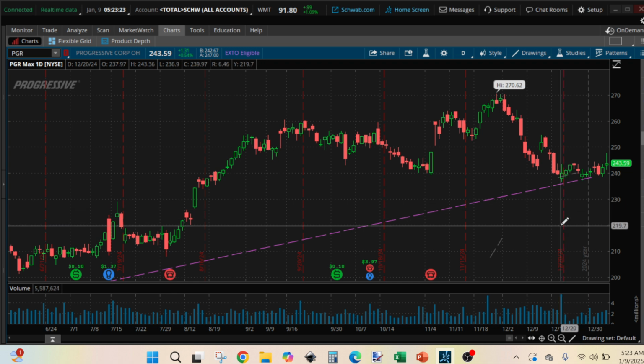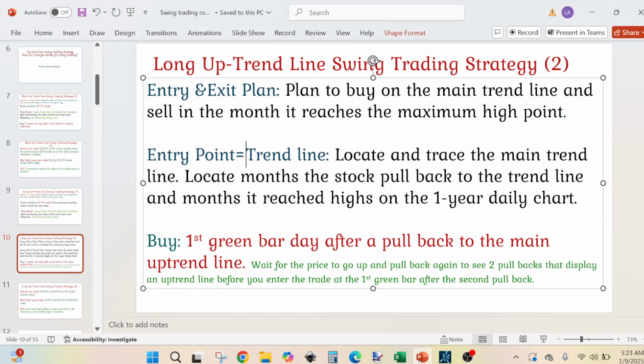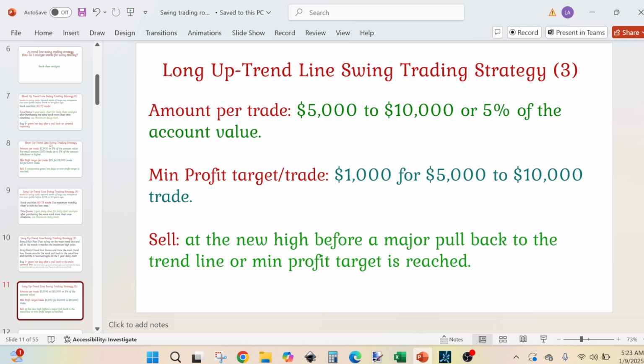And then I could enter at the next green bar. That is the strategy we use. Does not mean that's the only one out there, but that is the strategy we use. Because we are going to wait to buy at a lower trend line, because the longer trend lines tend to be low, we allocate a higher amount per trade, and we target a higher profit compared to the short uptrend swing trading strategy that we used in 2024.